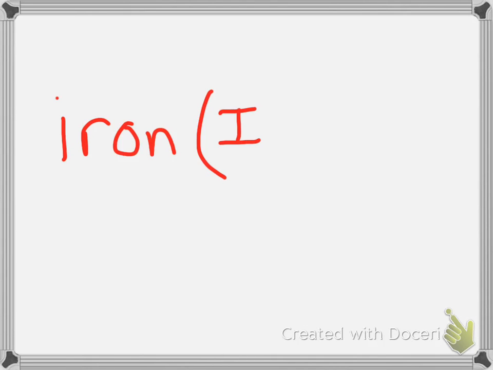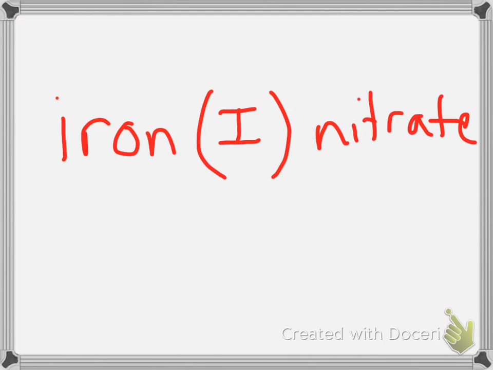Therefore, we're going to call this compound iron, and remember it has a +1 charge, so we put that charge in parentheses, iron(I), and then we name our polyatomic ion, nitrate. We never, ever, ever change the name of the polyatomic ion when we name a compound.